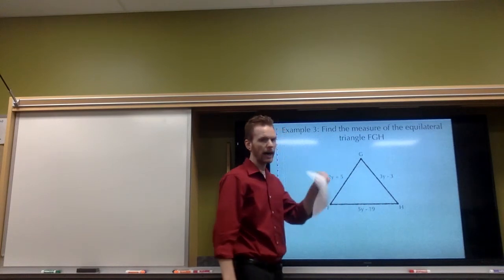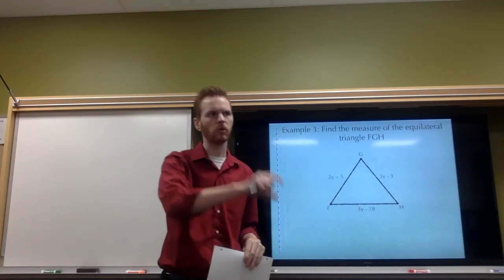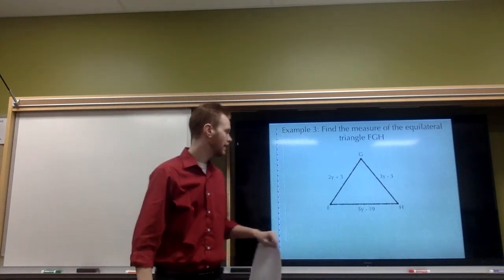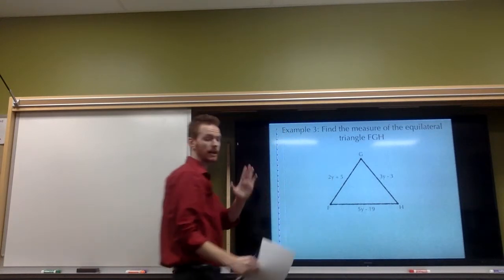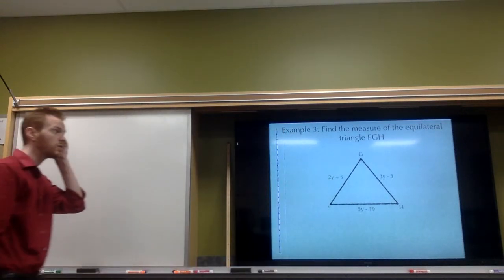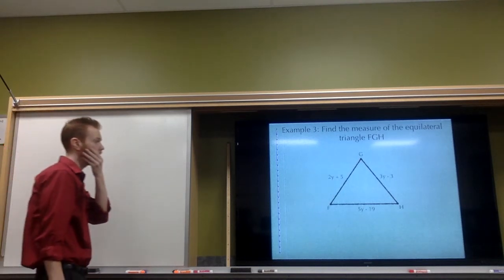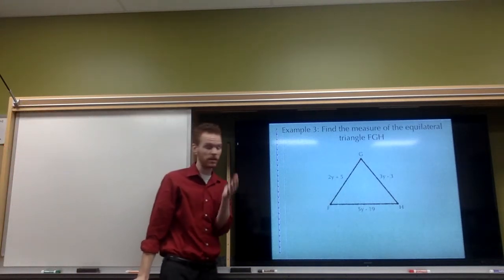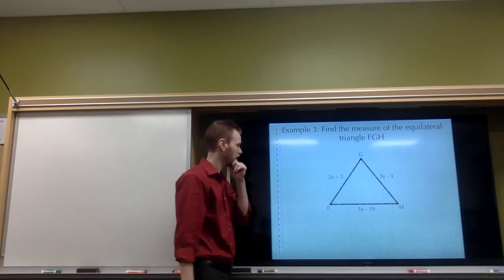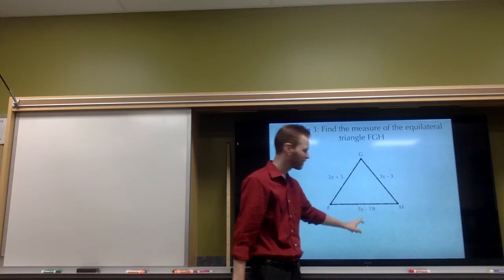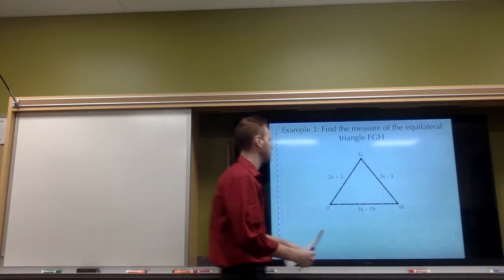So equilateral, I need to know what that means. Remember, if I break the word apart, equilateral, equal sides. So that means each side is the same measurement. Because of that, I could pick any two sides I want and set them equal to each other. Since that's kind of your option, you might as well pick the two equations that look the simplest. They all look basic, but since this negative 19 is here, I'm not going to use it. I'm going to use the smaller numbers. So I'm going to set these two equal to each other.